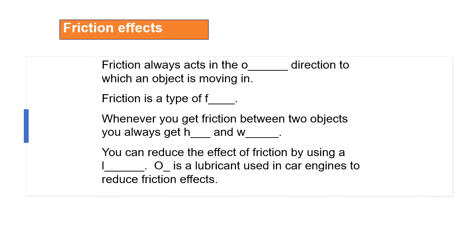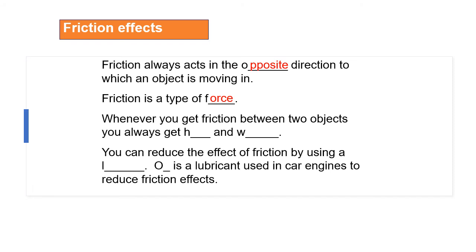So if we summarize friction, friction always acts in the dash direction to which an object is moving. And it's already given to you that that word starts with O. So what is the word there? Friction always acts in the, yes, opposite direction. Friction is a type of force. This is too easy an activity for you to do, isn't it?